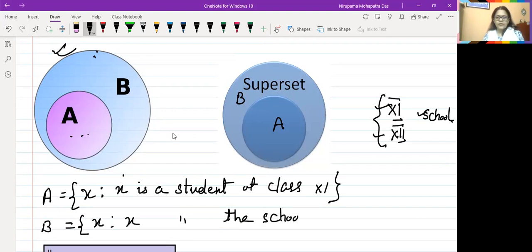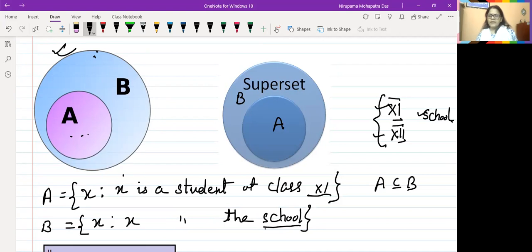Suppose we take it is class 11 of our school and this is our school. So here you see any student of the class is a student of the school. It means school contains the class. So here we can say A is a subset of B.